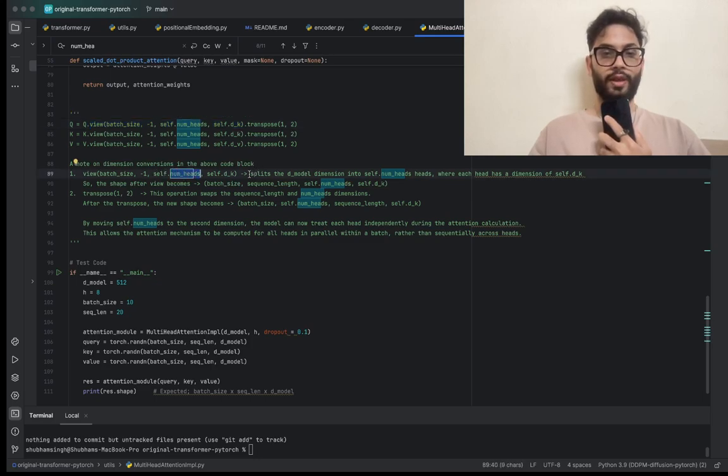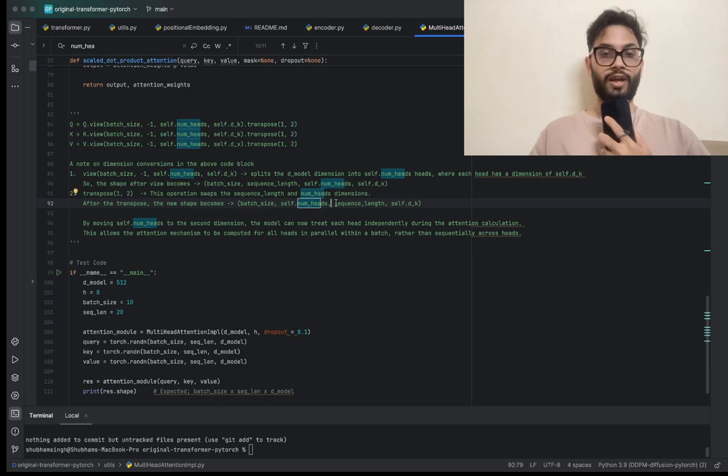Number of heads is H. So we'll split into the number of heads. Now we'll transpose it as well. What is this part doing? If you see the final dimensions before transpose, it is batch size by sequence length by heads by dk. What I want is num heads to be here and sequence length to be here, so that once I've rearranged like this, the model can treat each head independently during the attention calculation, right?